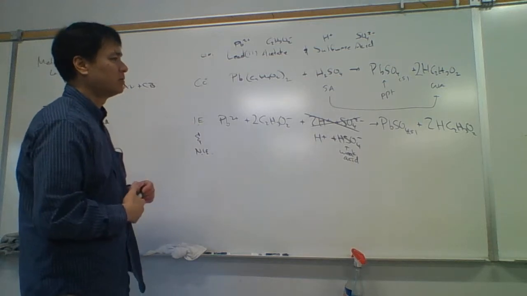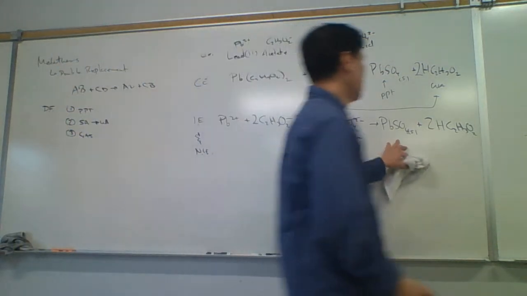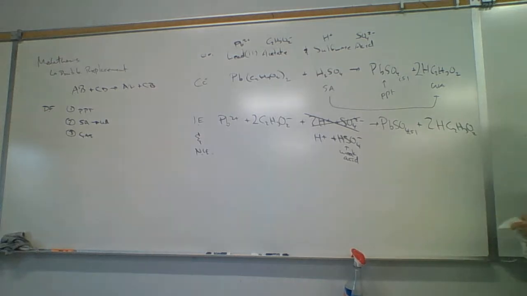So this is an example of where we have both precipitation and stronger to weaker acid, but we only need one driving force to make it happen. And that's it. All right, let's look at another example here. Okay, the next example we're going to look at is calcium carbonate and sulfuric acid.